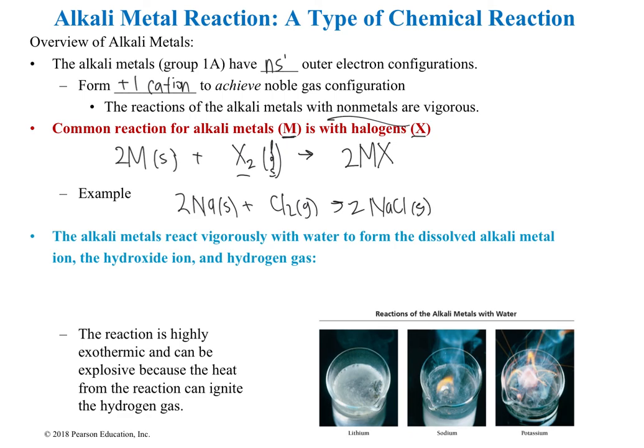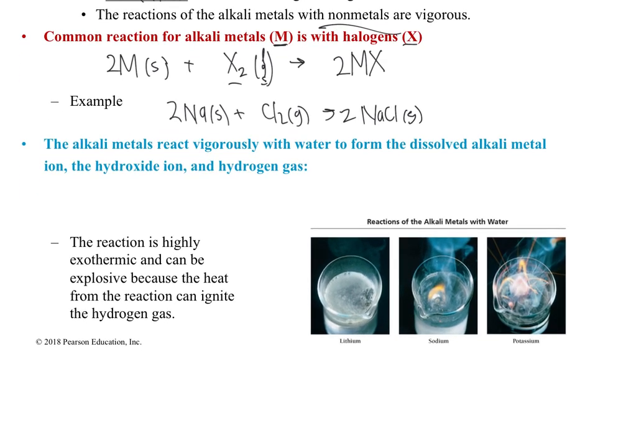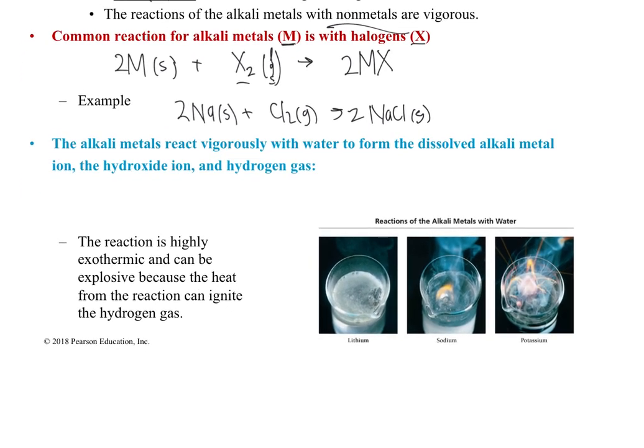And that is a solid, as we know. Alkali metals also react with water to form alkali metal ion and hydroxide ion and hydrogen gas. So what we get is metal solid reacting with water, liquid, gives us metal hydroxide. So metal is a +1, hydroxide is a -1. Both of these will be aqueous.